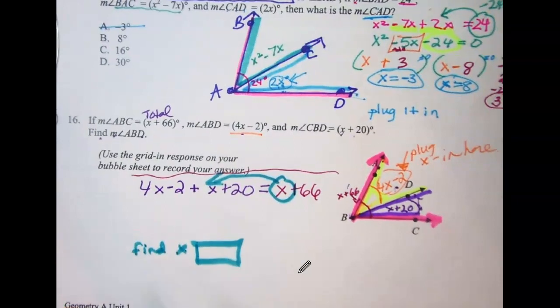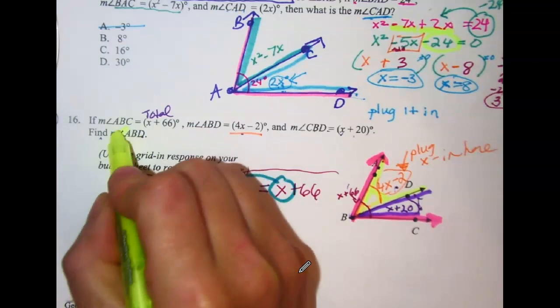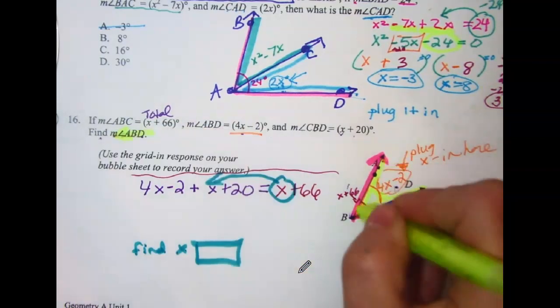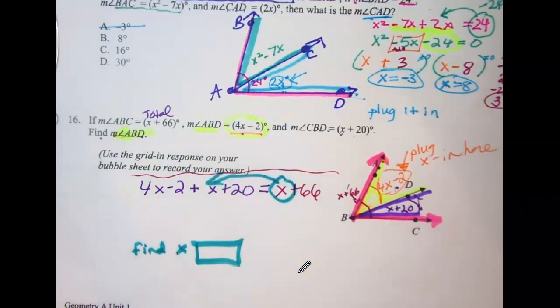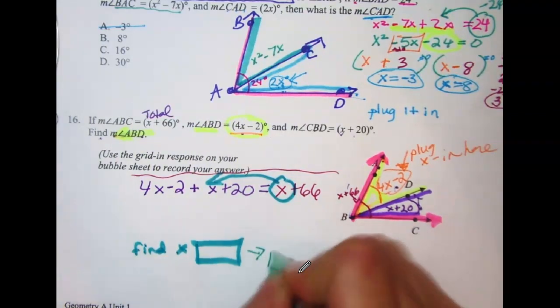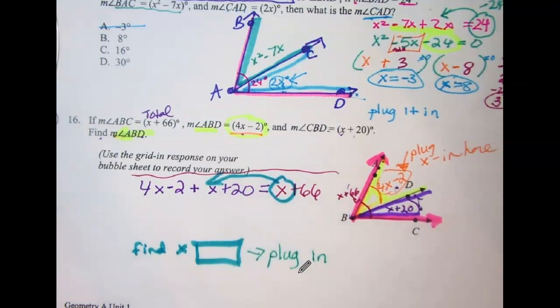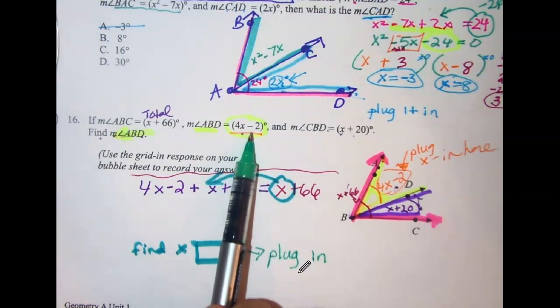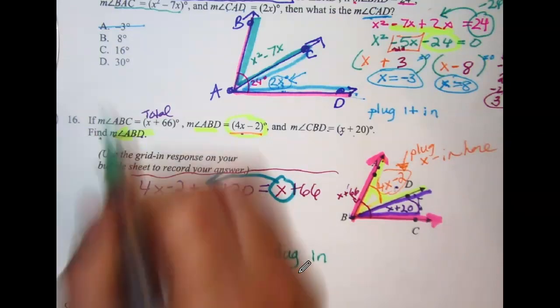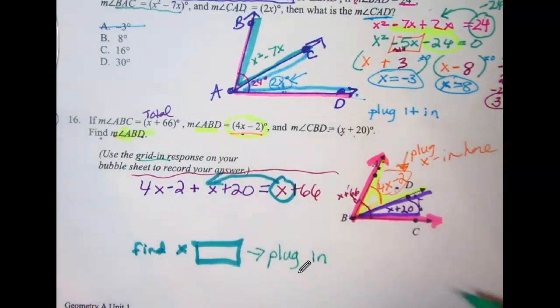And the question, though, is to find... This question is asking you to find the measure of ABD, which is this piece right here. And we already know that ABD is this. So whatever we get for x, you plug it back in. Plug that back into the correct expression, and then you will get a number. Your final number is what you grid in on the bubble sheet. So you should just get a final number and maybe circle it.